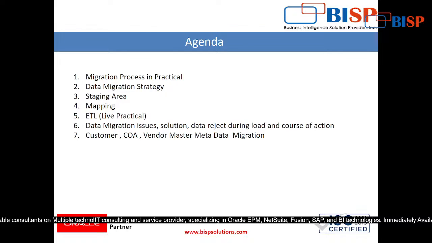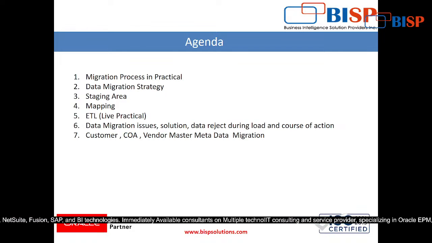Then I will show you three master files. One is the customer file, one is the chart of accounts, and one is the vendor data. For vendor data, I will explain with one vendor record. I will create one vendor record and then upload that vendor record into NetSuite. Similarly with customer, and I will show you how we have uploaded the COA.